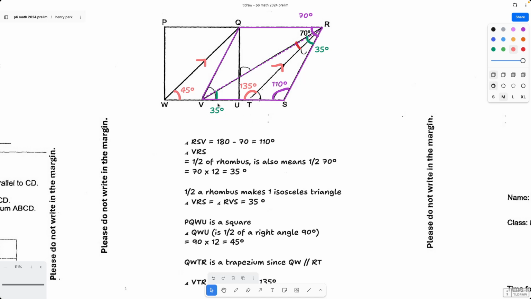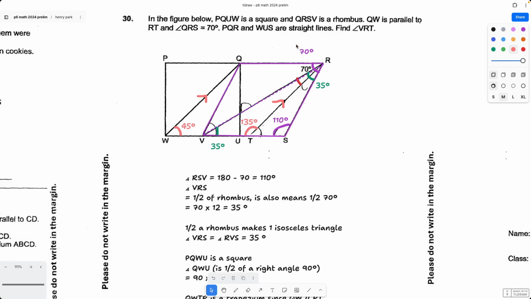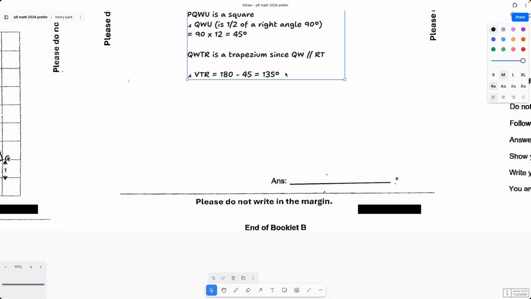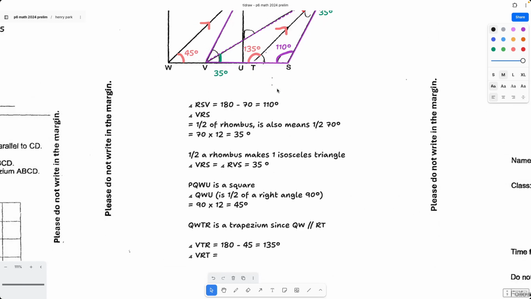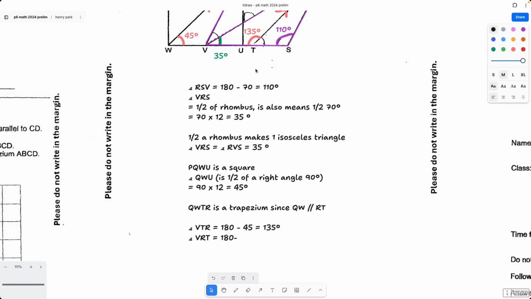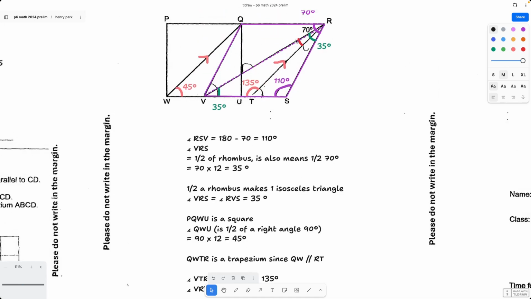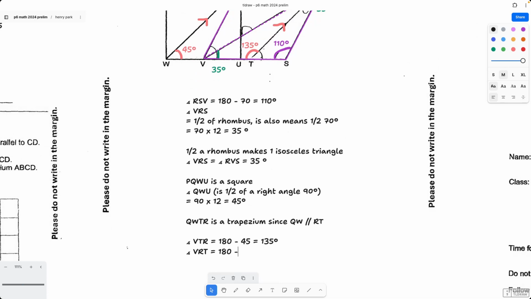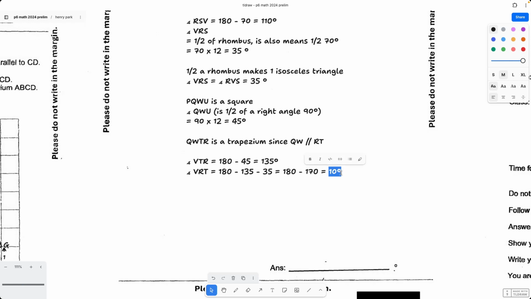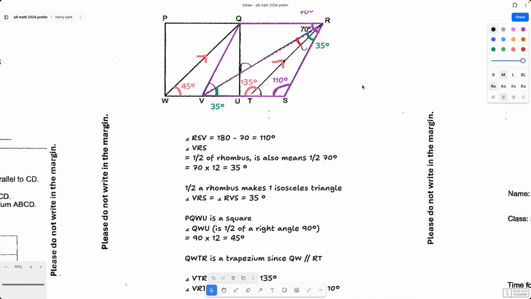Now we know this angle and we know this angle, we can find the angle that we're looking for, VRT. So VRT is equal to 180 minus 135 minus 35, to get this red one, which is basically 180 minus 170, equal to 10 degrees. There you go, that's your answer, 10 degrees. Okay, that's about it.